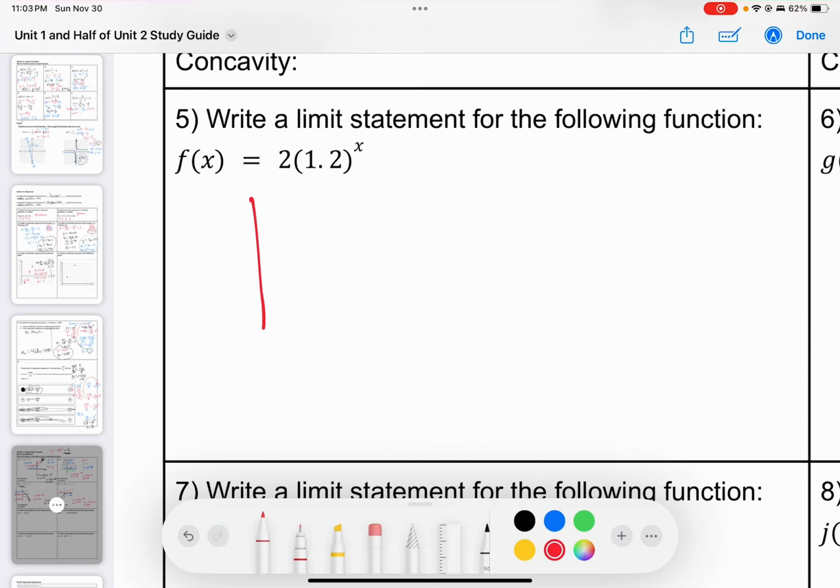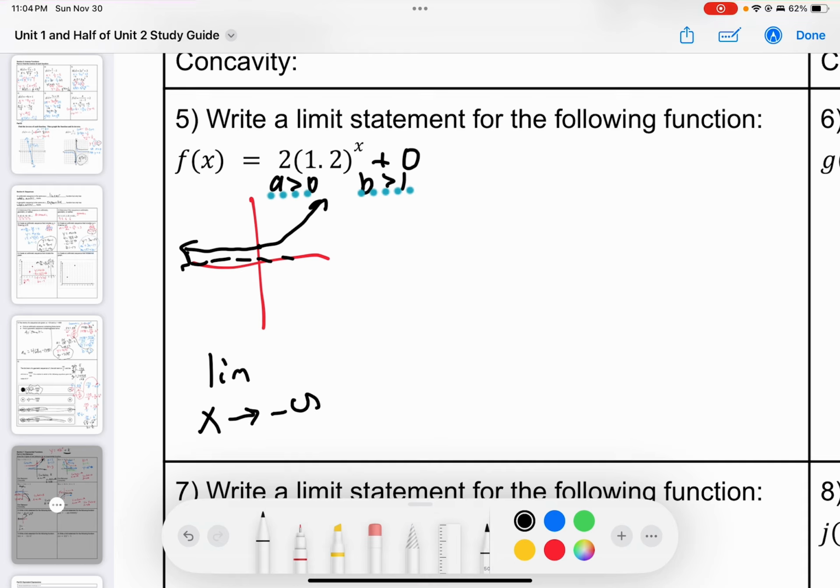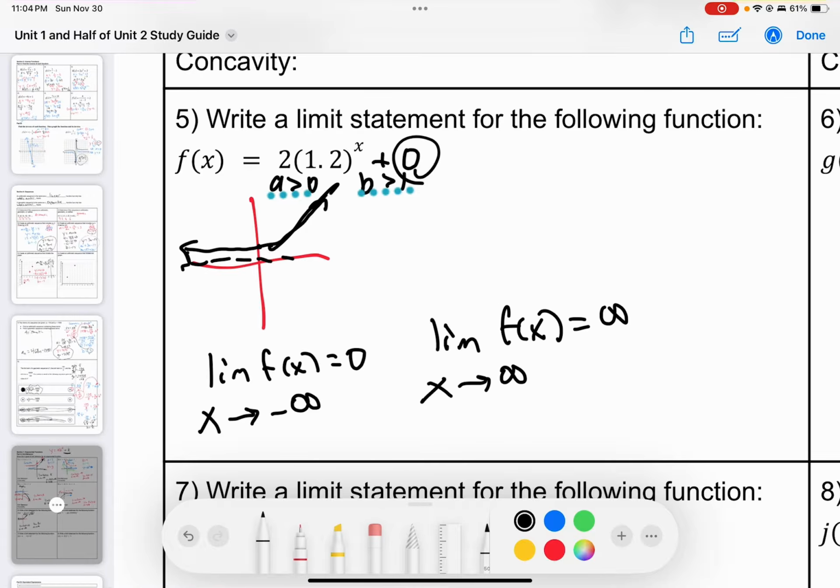Well, what type of equation is this? This is exponential growth because I have a is greater than 0 and b is greater than 1. So it's going to be positive exponential growth. So it's going to look something like this. And k is 0 here. We're adding 0. So the limit as x approaches negative infinity of f of x is equal to 0 because k is 0. But as we go towards positive infinity, f of x is equal to positive infinity.